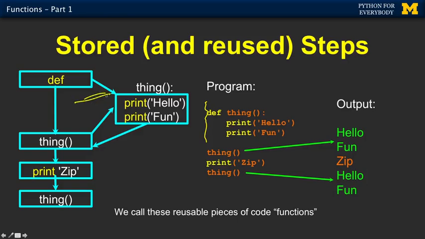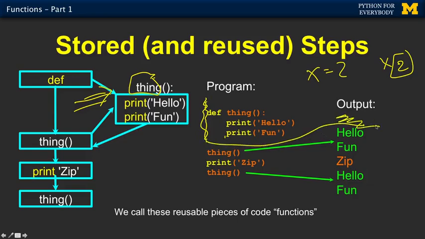So it sort of stores it into a little area, almost like a variable, right? Like a variable, x equals 2. Well, there's some x out there, and you put a 2 in it. Well, there is this thing out there, thing, and there are 2 lines of code in it. So a function is kind of like a variable, except that it holds code. And most importantly, it doesn't execute these lines of code. So there's no output here. Nothing comes out from that first part.